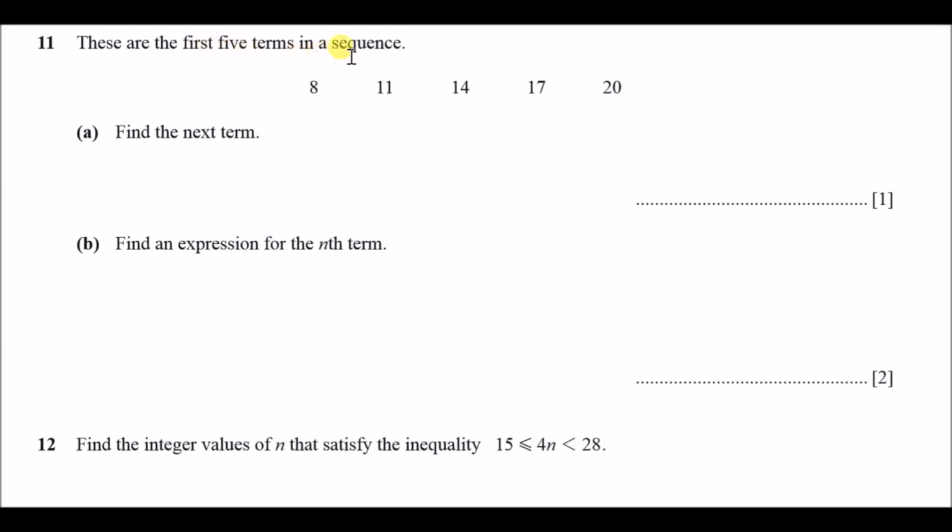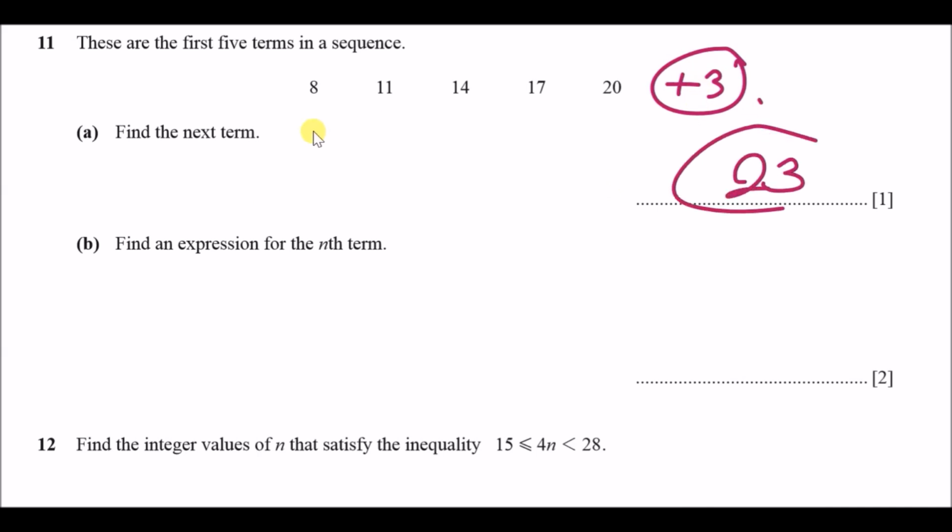Okay, number 11. These are the first 5 terms in a sequence. So we've got 8, 11, 14, 17, and 20. So we can see they're always going up in threes. Okay. Find the next term. Easy. So add 3 to 20, you get 23.